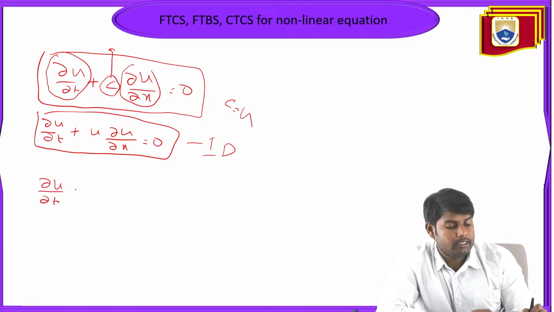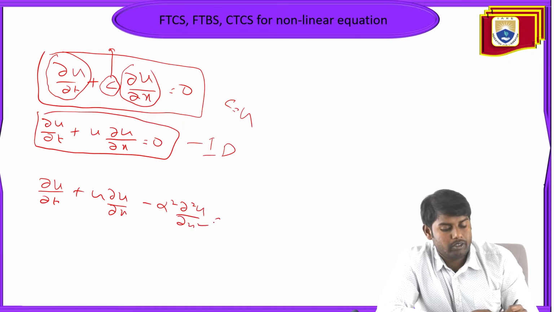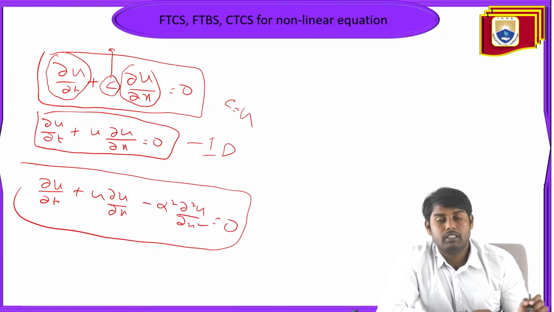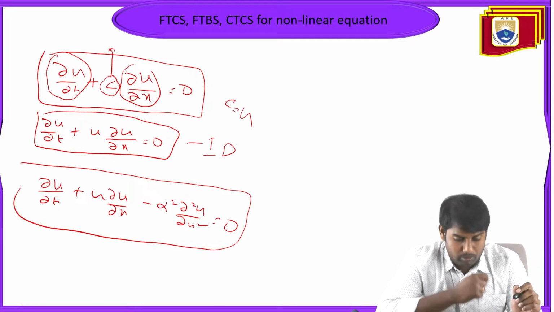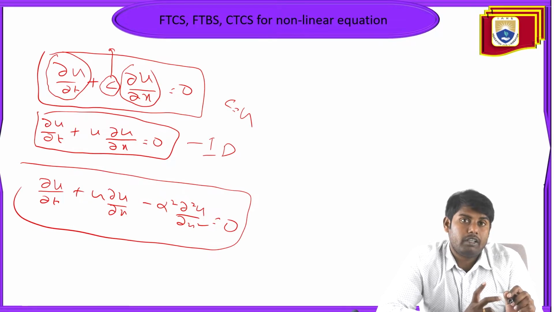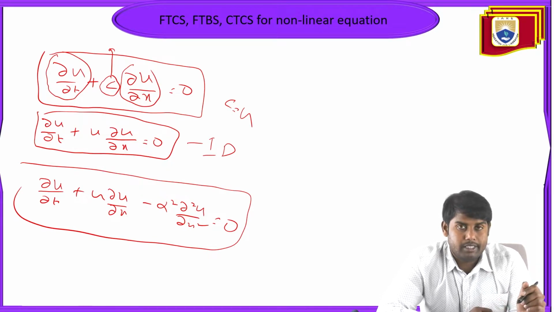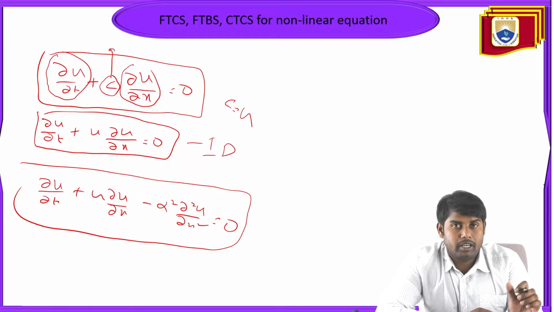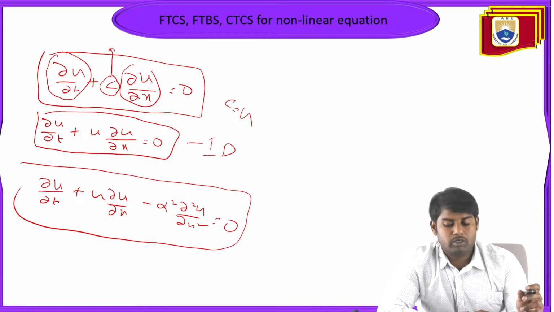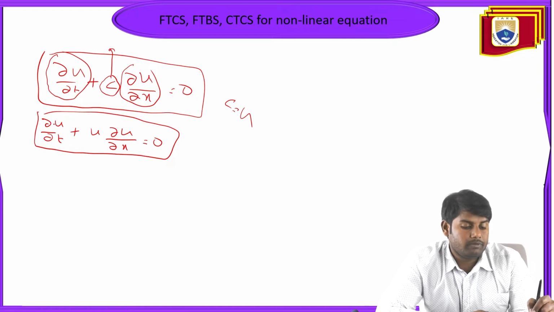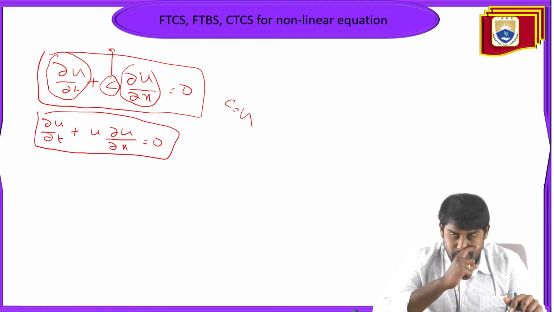du by dt plus u into dou u by dou x minus alpha square into dou square u by dou x square is equal to 0. This is a diffusion equation, a combination of diffusion, convection, and unsteady terms. How we apply the FTCS, FTBS, and CTCS schemes to these numerical equations, we will see in today's lecture. Initially, let's see the unsteady diffusion, sorry, convection equation.